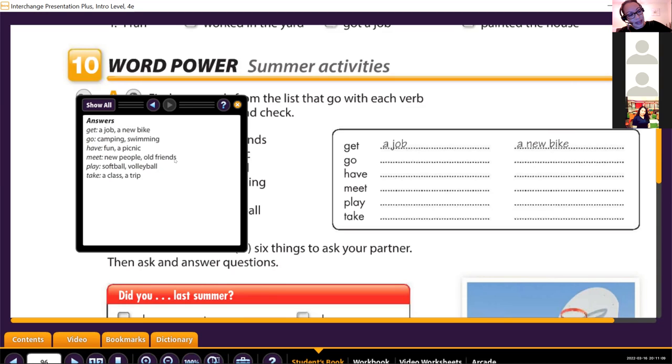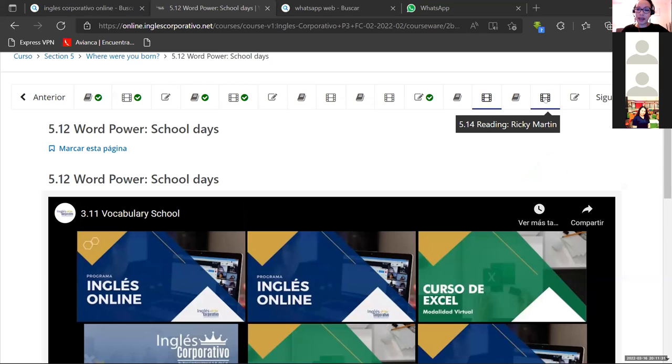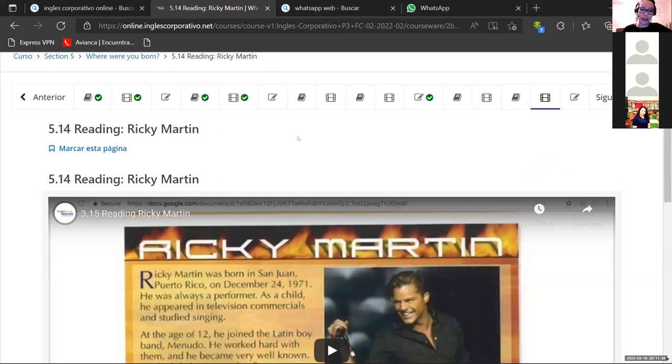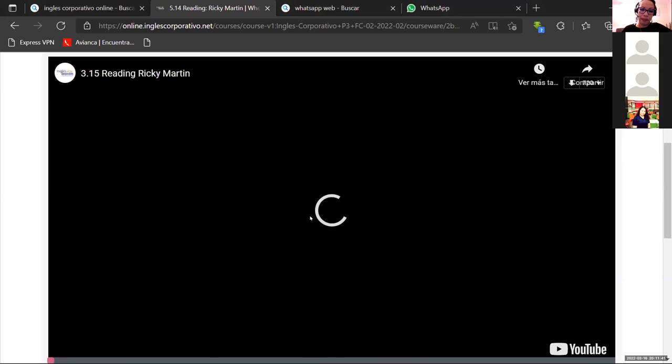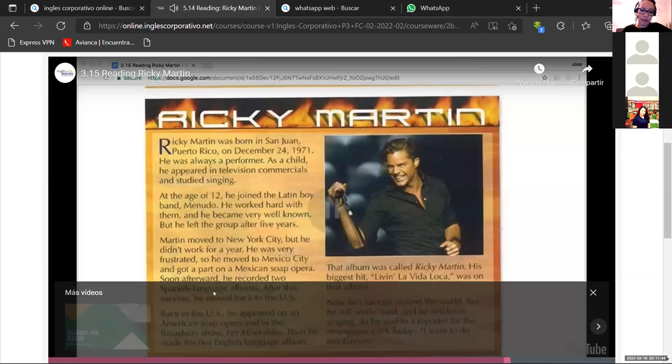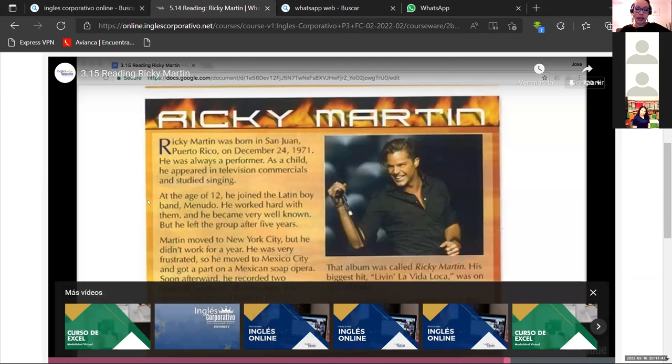The idea is to practice. Okay, so maybe as a homework. And well, finally, to finish the section number four, we have the reading about Ricky Martin. And after the reading, you have an exercise that you may do whenever you have time. His biggest hit, Livin' La Vida. So we're going to listen and read, and then we're going to discuss in case that we find new vocabulary.